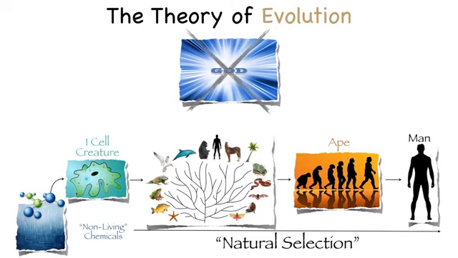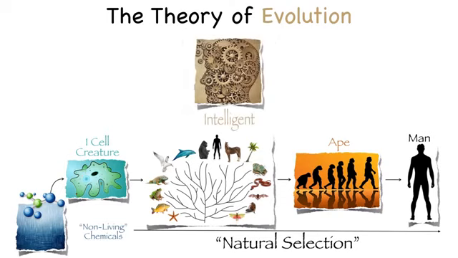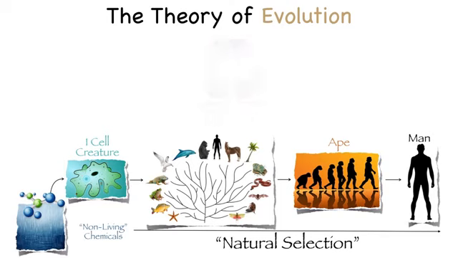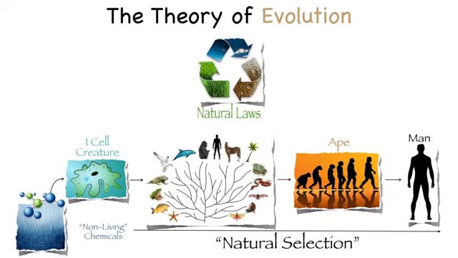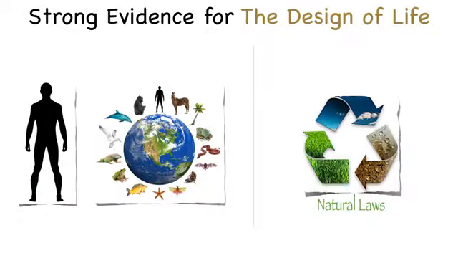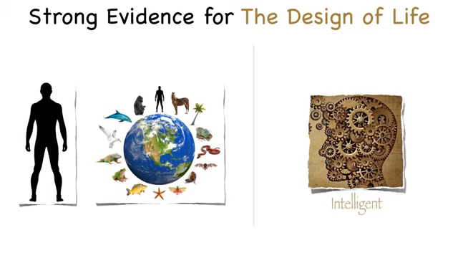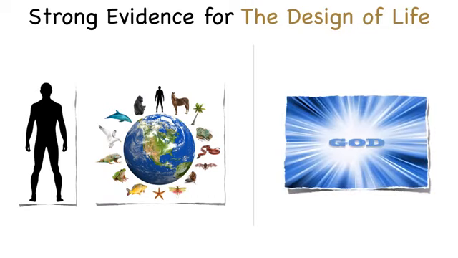Now, was God involved? No, says the Darwinist. Was there any intelligent guidance or intervention? No. Nature, natural laws alone, we're told, are responsible for all living things. Well, we're going to discover, however, that the evidence does not support evolution or natural laws creating life. Instead, there is strong evidence for an intelligent cause, that life was created by an intelligent being, God.